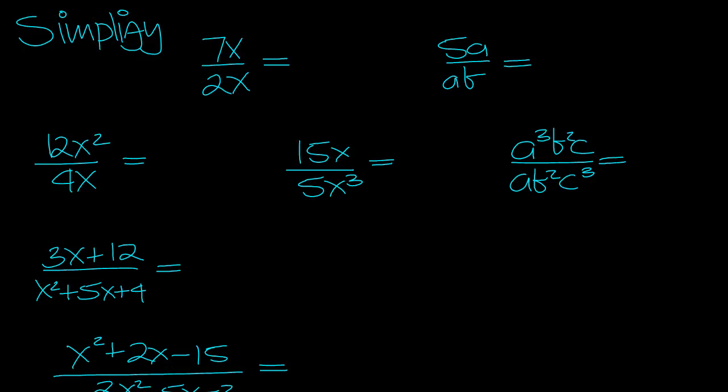Simplify these expressions then. Let's have a look. There's an x common here on this fraction top and bottom, so cancel that out. It just leaves 7 over 2, doesn't it? Here there's an a common top and bottom, so that's just 5 over b.